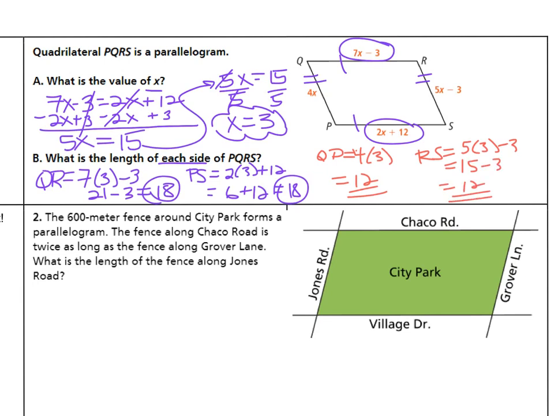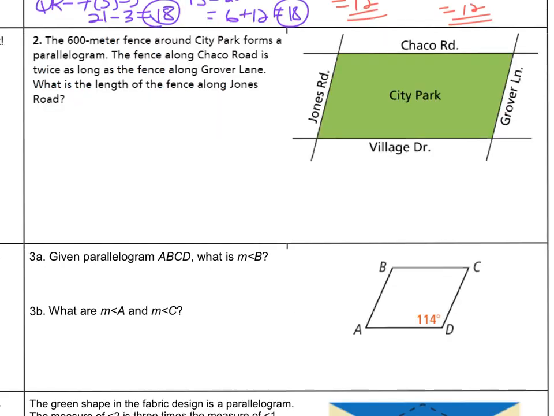Incorporating a little bit of algebra with these parallelograms. Let's try an application question. The 600-meter fence around City Park forms a parallelogram. The fence along Chaco Road is twice as long as the fence along Grover Lane. What is the length of the fence along Jones Road?